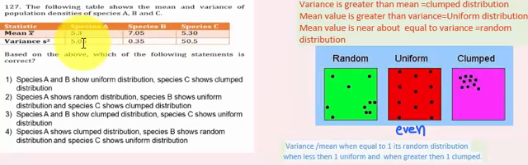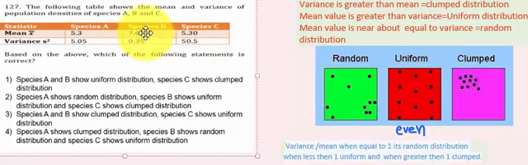See the difference between the mean and variance. If the variance is very much greater than the mean, then that is clump distribution. And the next thing is, if the mean value is greater than the variance, then that is the uniform distribution. So in the second case, you can see in species B, the mean is 7.05 and the variance is 0.35. So mean is greater than the variance, so it shows the uniform distribution. Then the first one is species A, the mean and variance values are near about equal, okay? So this kind of situation is random. This is the first trick.